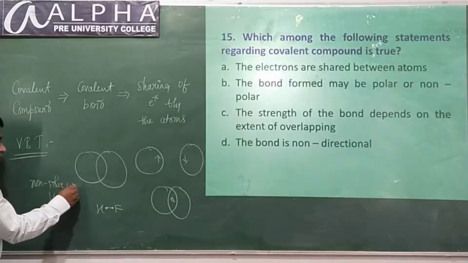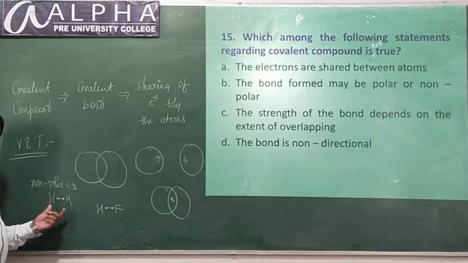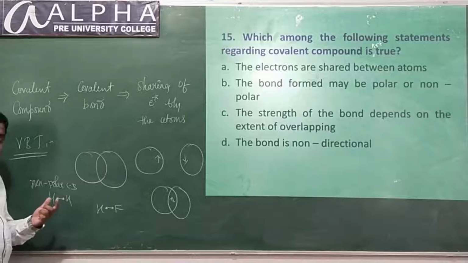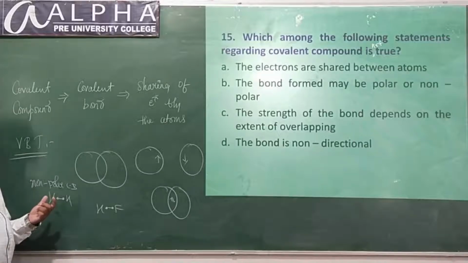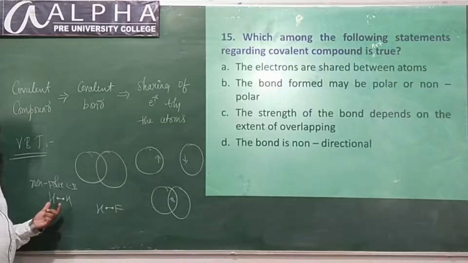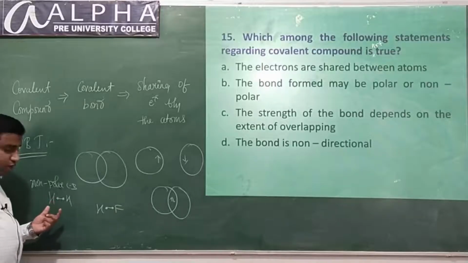Non-polar covalent bond. Why is this bond non-polar? Because, I have told you, if the compound has to be polar, there should be an electronegativity difference. But here, the two hydrogen atoms are equally electronegative. Since the two hydrogen atoms are equally electronegative, this molecule is non-polar.